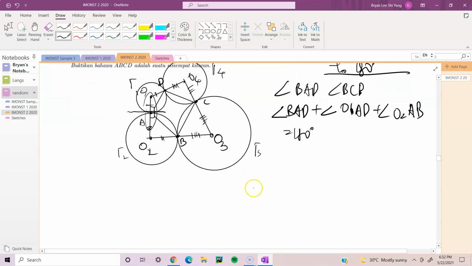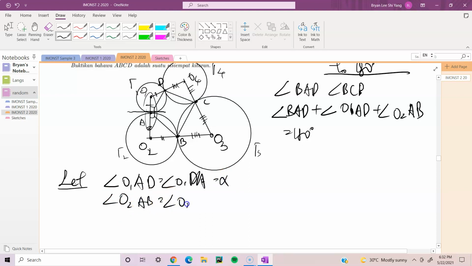So we know that this is 180 degrees, right? And then let's name, no, we need to give some notation beforehand. I'm so sorry that I didn't do this earlier. So let us let angle O1AD equals angle O1DA equals alpha. Then angle O2AB equals angle O2BA equals beta.